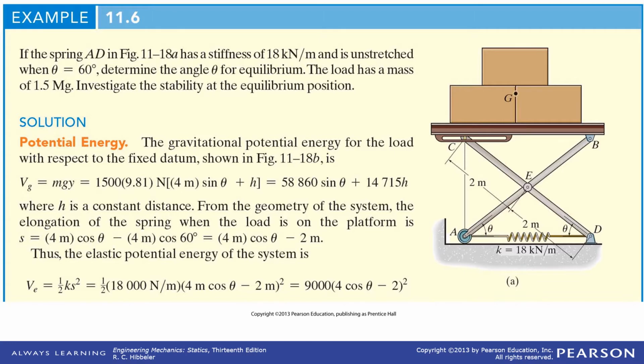And keep going. So elastic potential energy, K is, where's K again? Where did it say what K is? 18 kilonewtons, 18,000 newtons per meter. 1/2, 18,000 newtons per meter, 4 cosine theta minus 2 meters. There it is. The stretching of the spring squared. So simplifying the math, this is what you get.